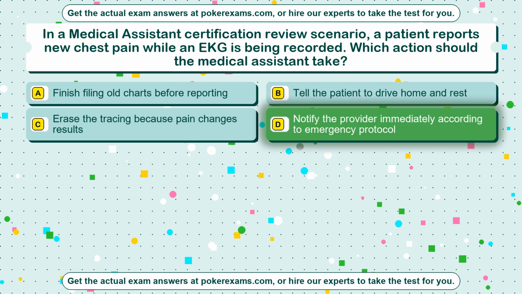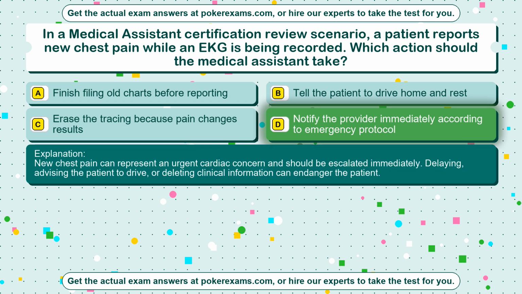The correct answer is option D, notify the provider immediately according to emergency protocol. New chest pain can represent an urgent cardiac concern and should be escalated immediately. Delaying, advising the patient to drive, or deleting clinical information can endanger the patient.